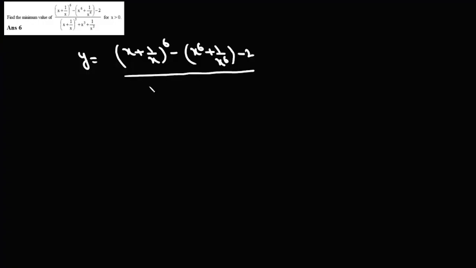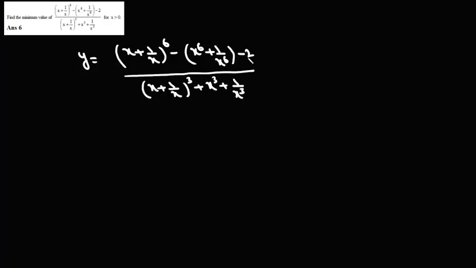Now here the question is, find the maximum value of this expression for x greater than 0. So here x is a positive number. Now our expression is y equals (x plus 1 upon x)^6 minus (x^6 plus 1 upon x^6) minus 2 upon (x plus 1 upon x)^3 plus (x^3 plus 1 upon x^3).